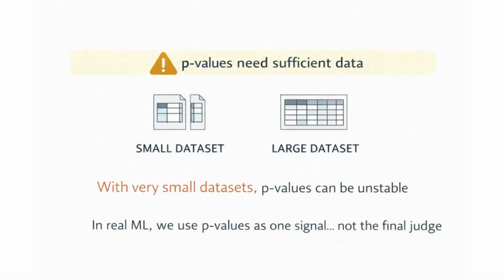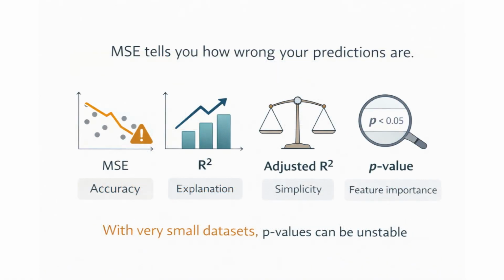This part is very important. P-values only make sense with enough data. With very small datasets, p-values can be unstable. So in real machine learning, we use p-values as one signal, not the final judge. Here's the clean mental model.